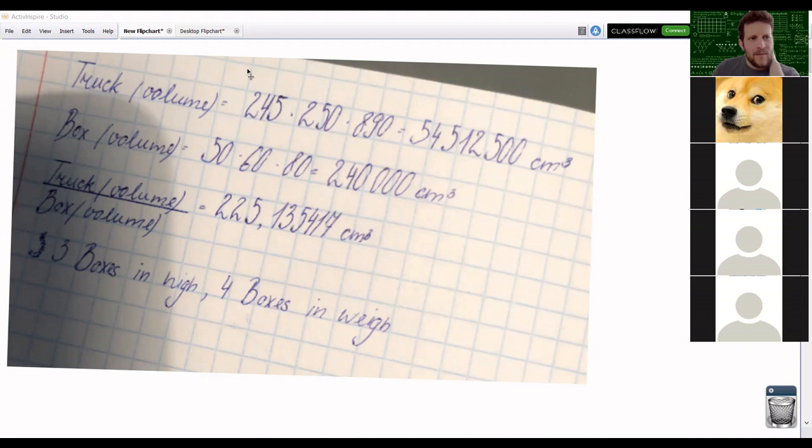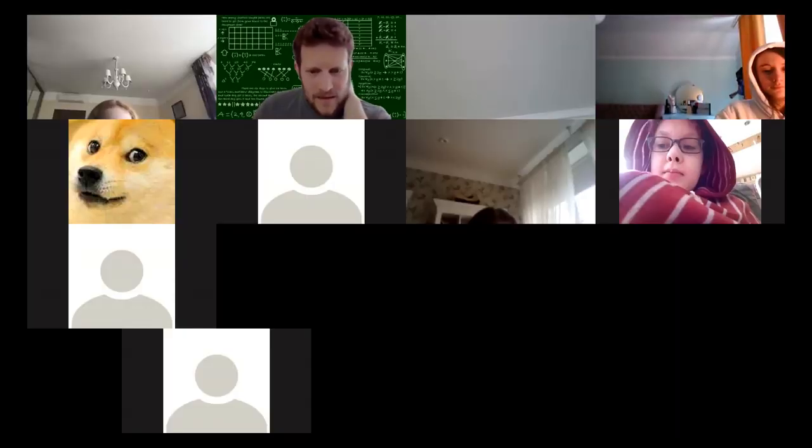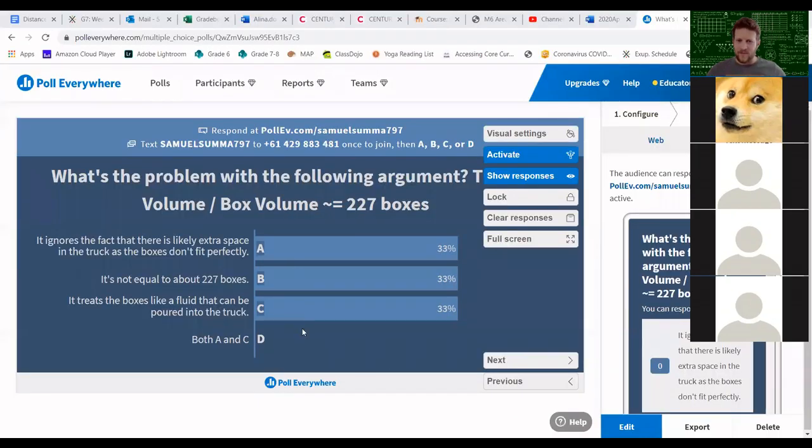To do it, I'm going to stop share. I think it treats the boxes like a fluid that can pour into the truck. So these were our responses, which makes sense. So it ignores the fact there's likely extra space as the boxes don't fit perfectly. So this is just saying how we pack the boxes matters, and there could be extra centimeters at the end. So people who chose A, you definitely worked on the problem. I know why you chose that. It makes sense. Oh, and we have more responses rolling in.